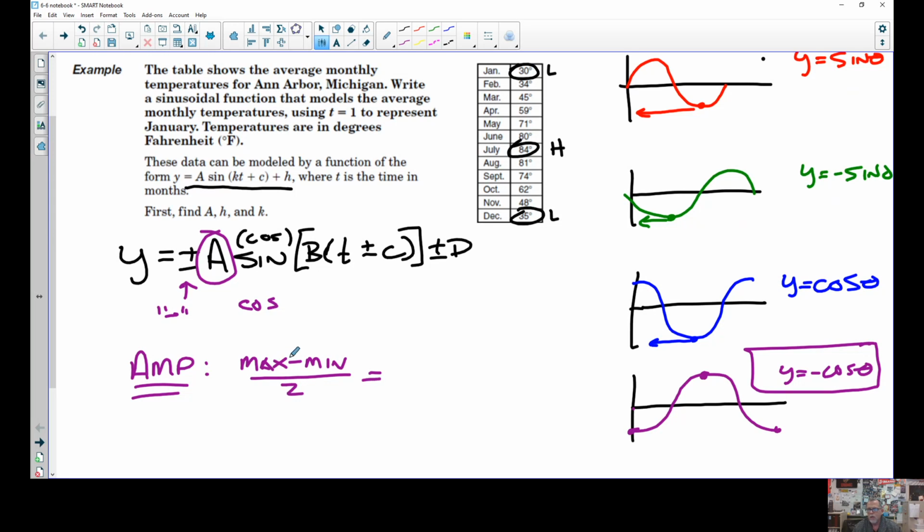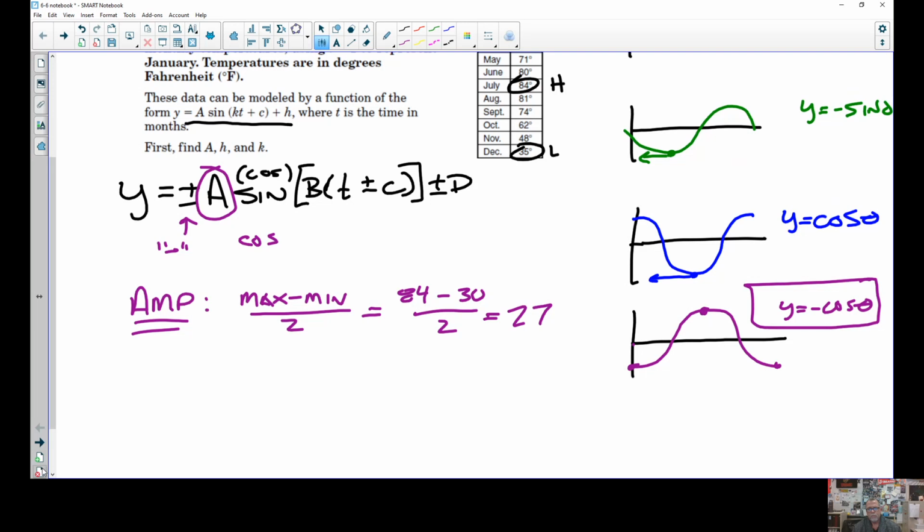Well, we have these values. Max value is 84 minus the minimum value of 30. We divide that by 2. That's 114 divided by 2 looks like, what, 57? Yeah, 57. I'm sorry, 54 divided by 2 is 27. Sorry, getting ahead of myself. 54 divided by 2 is 27. So our amplitude is 27.